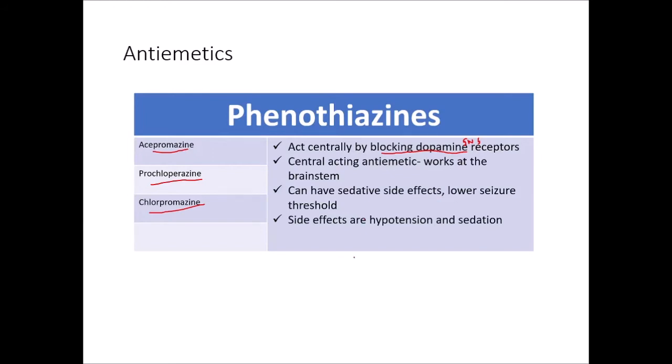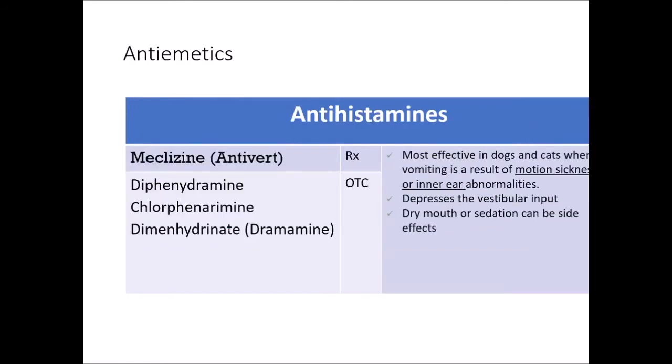Meclizine or Antivert is most effective in dogs and cats when vomiting is a result of motion sickness, or diphenhydramine, chlorpheniramine, and dimenhydrinate. This is Dramamine. These are over the counter, and these are all antihistamines. It depresses the vestibular input. It causes dry mouth or sedation as side effects. And with cats, diphenhydramine can cause them to be overexcited. It also will make them froth horribly at the mouth because it's very bitter tasting to cats.